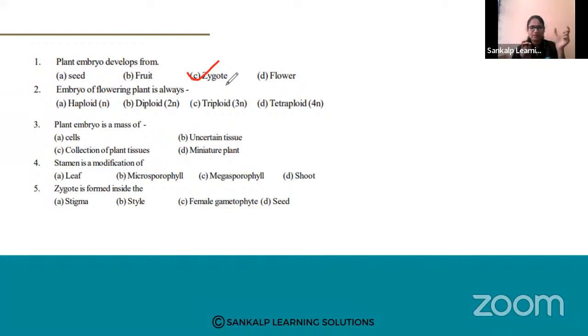It is the fusion of male gamete and female gamete. The male gamete will be haploid, with a single set N. The female gamete will also be haploid, N. When they fuse, a diploid zygote is formed. The zygote undergoes continuous mitotic division, and through mitotic division the embryo is formed. That's why the embryo is diploid in condition. Option B is the right answer.